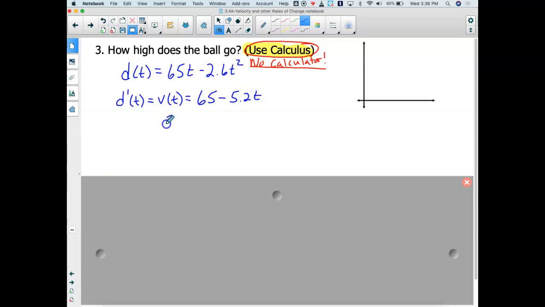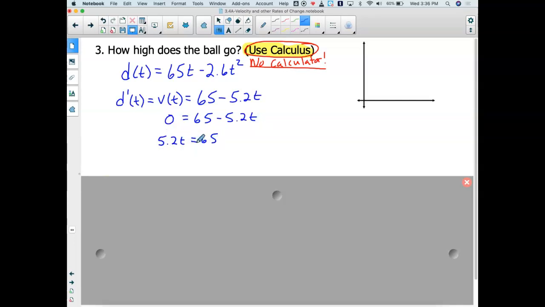Well, if I know my velocity equals 0, that's going to give me the time at which I reach my maximum. If I did this, I got 5.2t equals 65, okay?